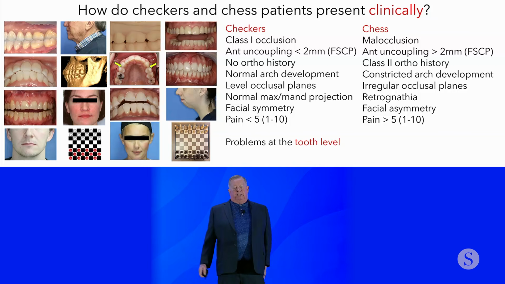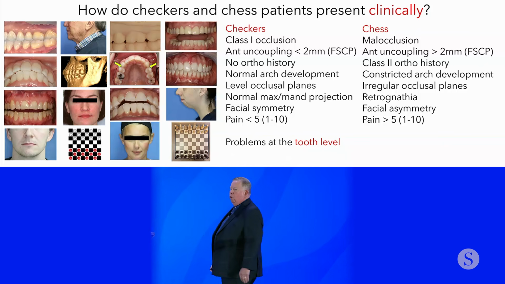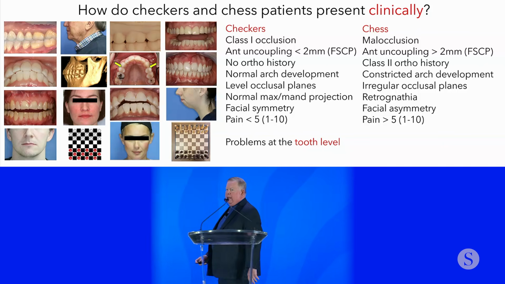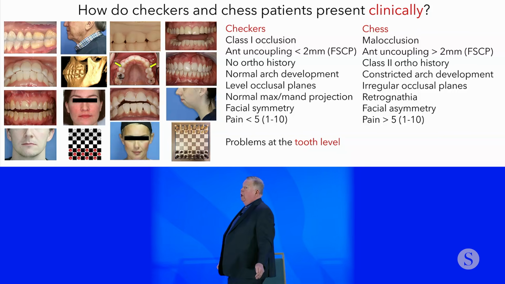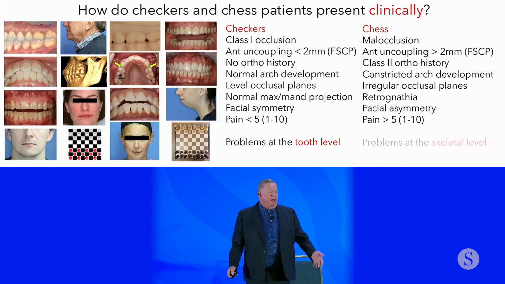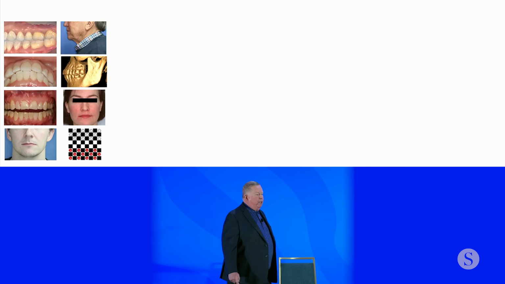Let's make it easy though. Basically, Checkers patients present with problems at the tooth level. These are predictable cases. We can all do these cases. Everything we learned in dental school almost works perfectly with these cases if the problems are solely at the tooth level. As we have seen over the last 2 days, though, we see a lot of patients that have problems at the skeletal level. Those are the chess patients.